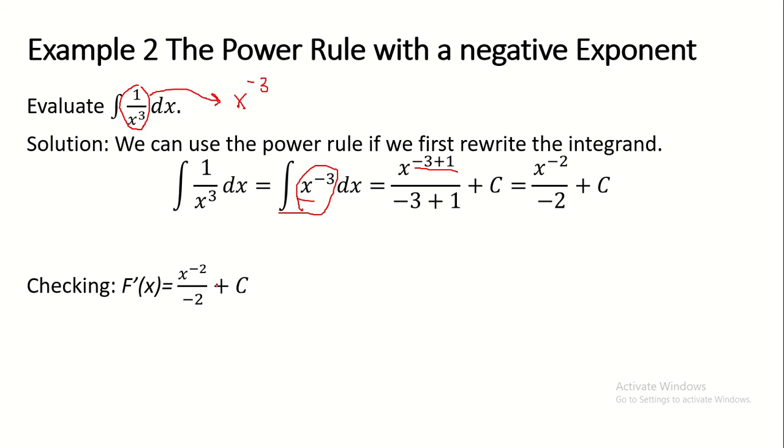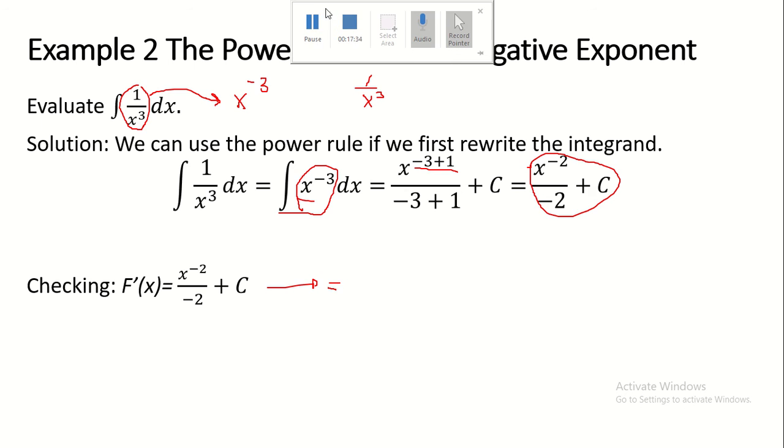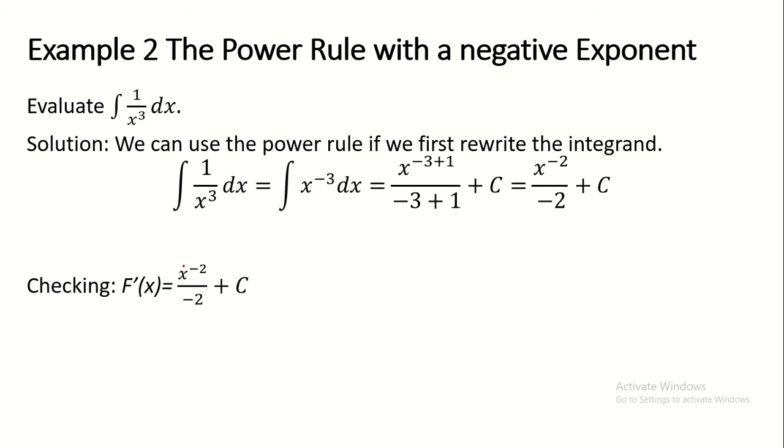Checking. So i-check natin kung tama na ito ay antiderivative ng 1 over x cubed. Okay, so capital F prime of x is equal to x raised to negative 2 over negative 2 plus c. So check natin kung tama.